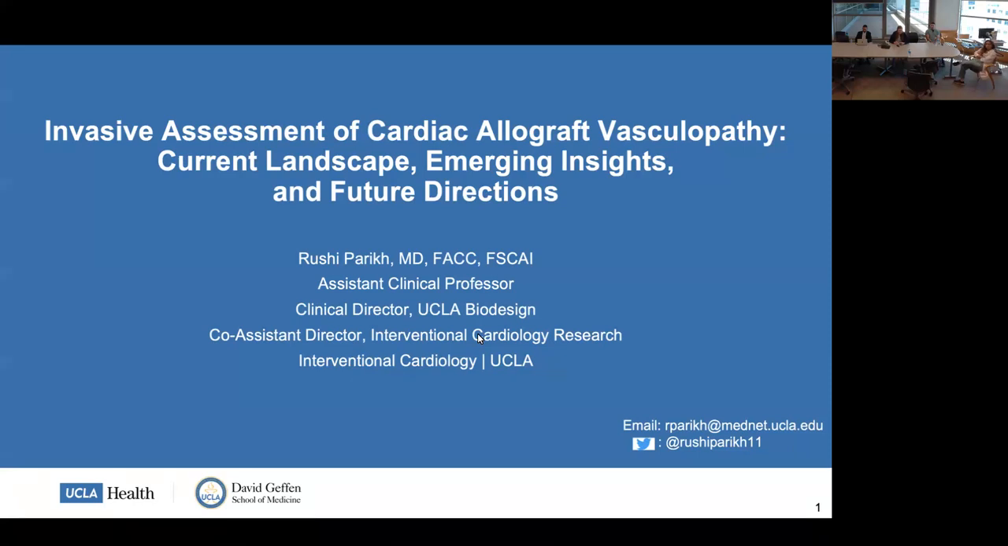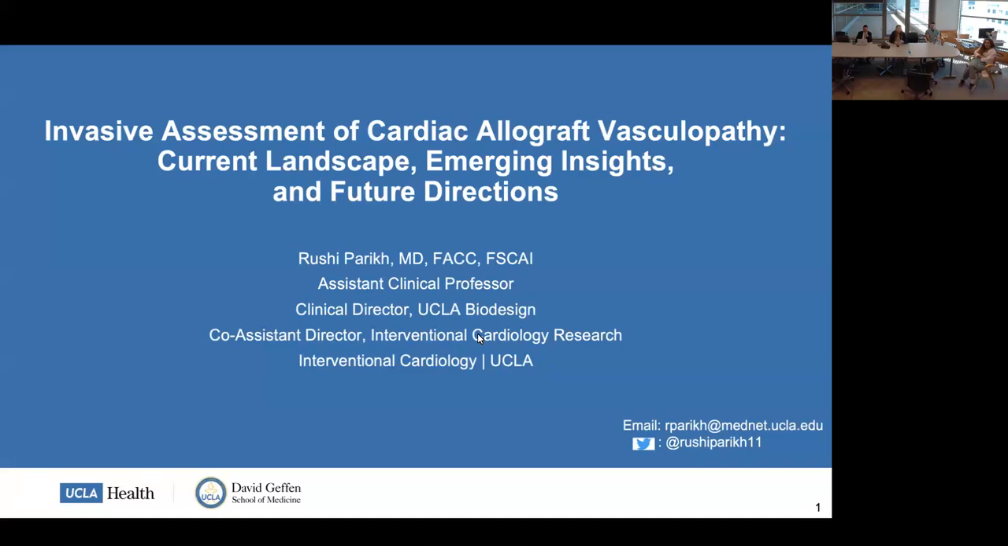He recently completed an AHA Career Development Award and is currently funded by multiple investigator-initiated industry-sponsored grants. As clinical director of UCLA Biodesign, he is the PI for several industry-sponsored fellowship training grants. Beyond Biodesign, Dr. Parikh has strong ties to medical technology, innovation, and entrepreneurship. He is the lead inventor and principal advisor for Stallion Cardio, an early-stage interventional cardiology innovation platform company. In addition, he serves as an active advisor to several other early-stage healthcare technology startups.